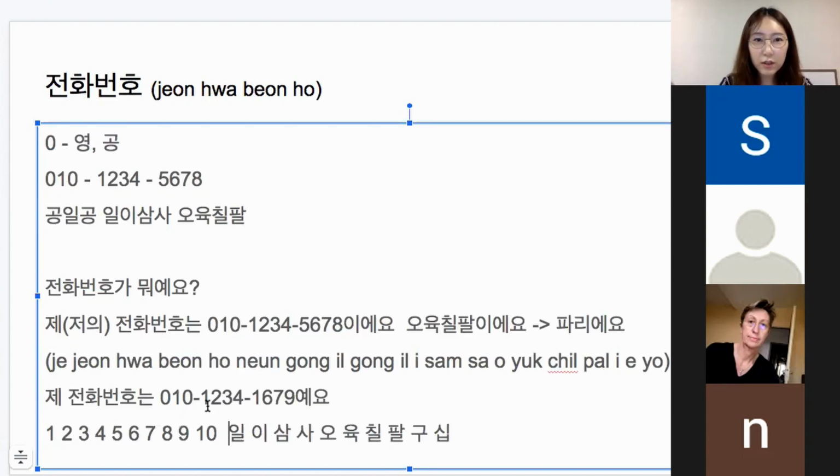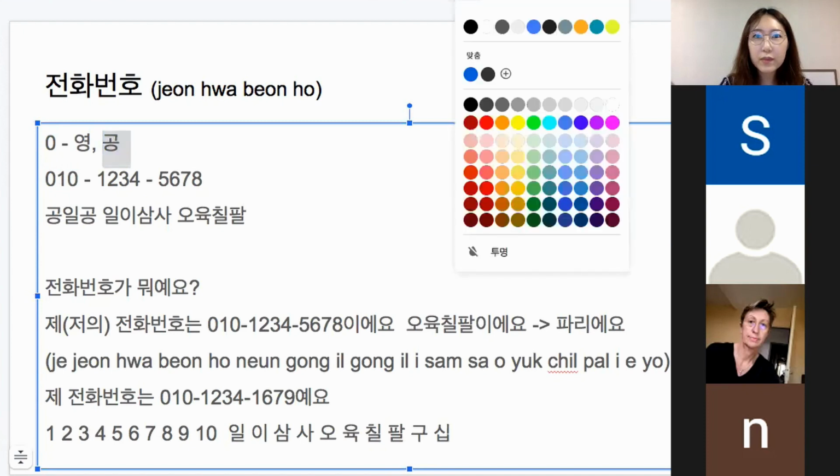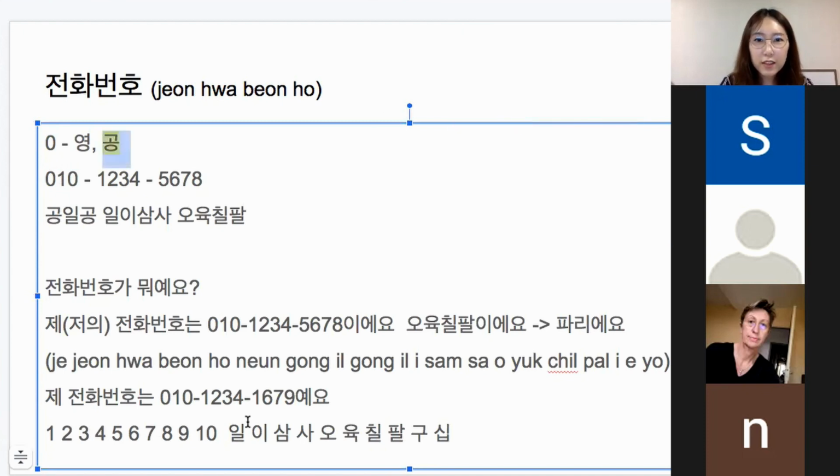Okay. So in here we can read two ways, but for phone numbers we use 0. So here 010-1234-1679예요. 1679예요.